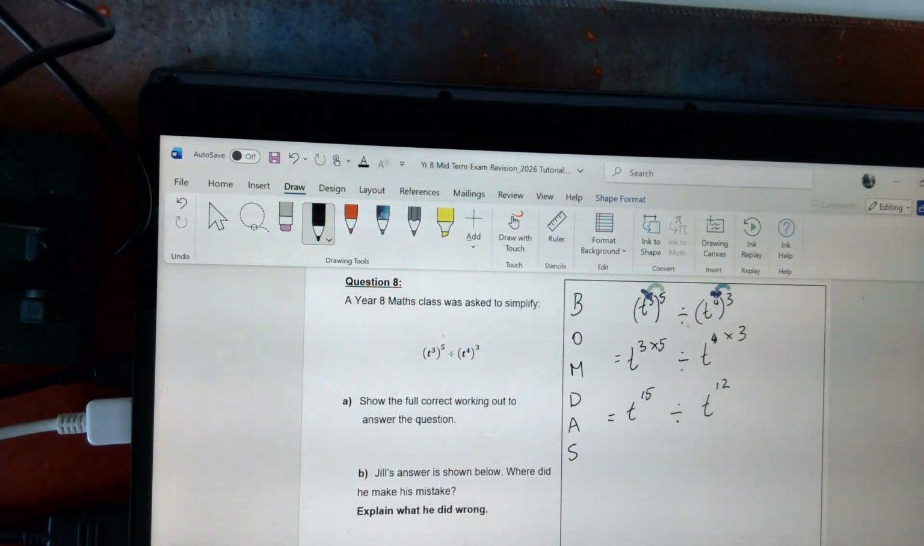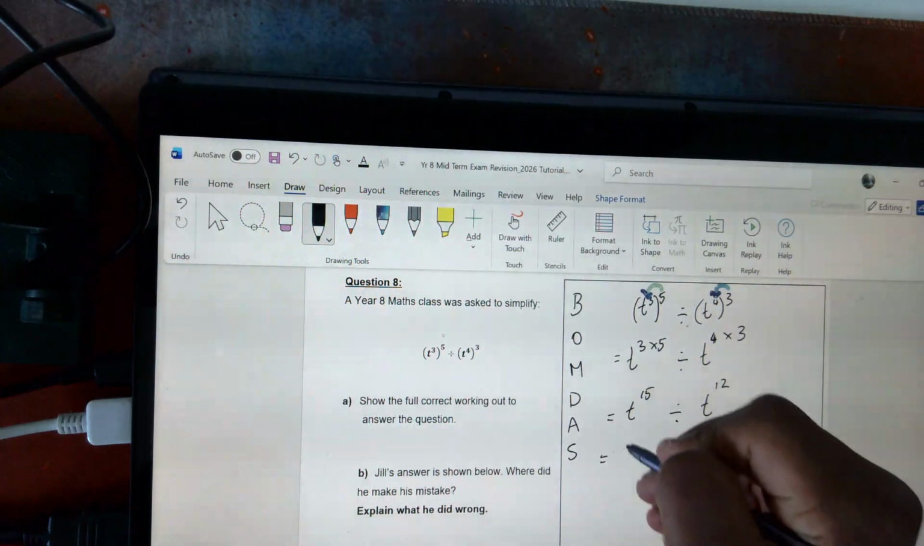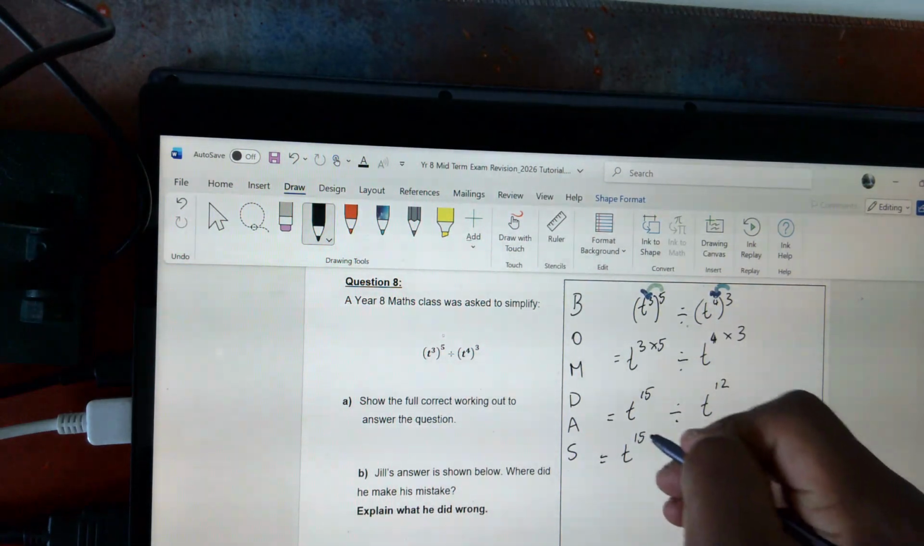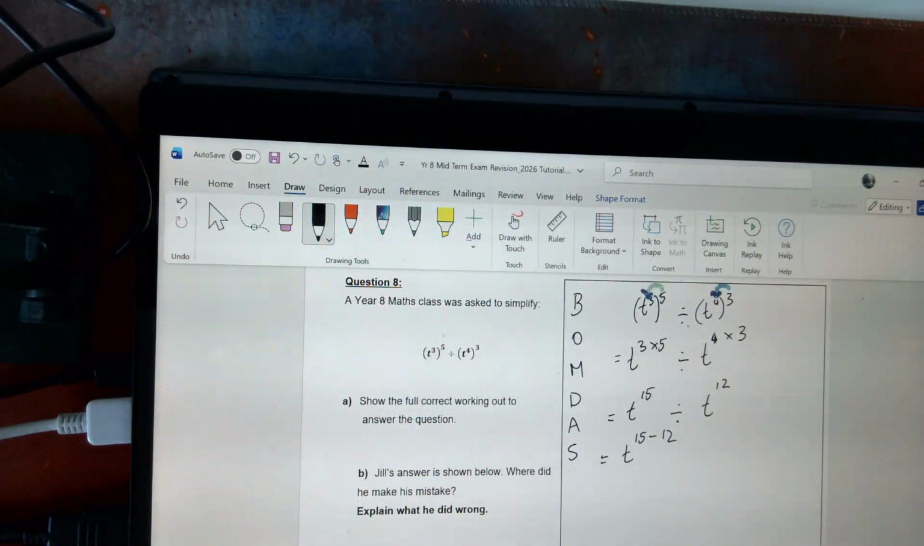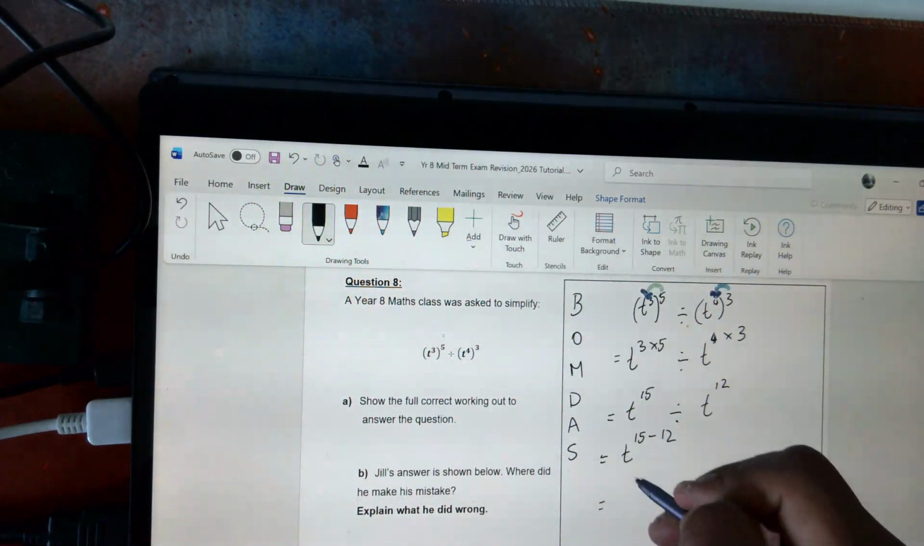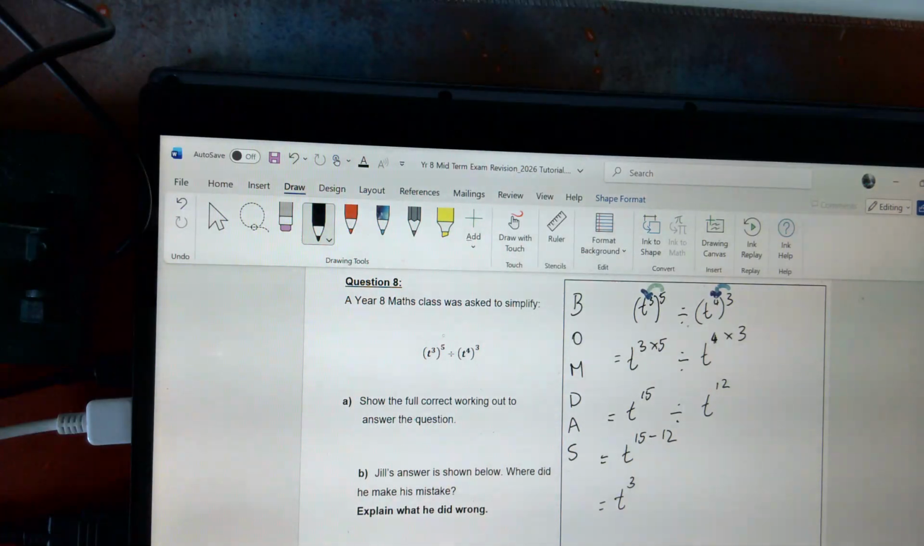Now that I'm dividing powers with the same base, I'm going to take away the powers. So that's going to be 15 take away 12, so I'm going to have t cubed.